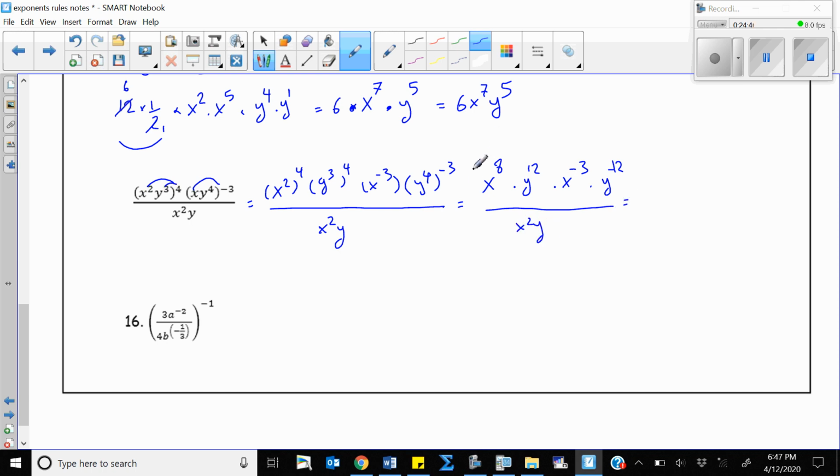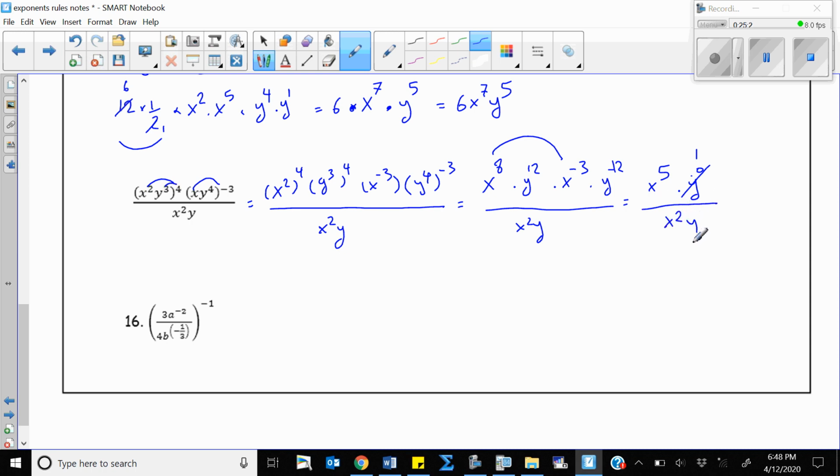Now I'm going to combine the like terms. These two together, it will be x to the power of 8 minus 3. So just keep the base and add up the exponents. 8 and negative 3 is 5. And then the next one is y, keep the base and add up the exponents. 12 and negative 12 will be 0. We know that anything to the power of 0 is equal to 1.